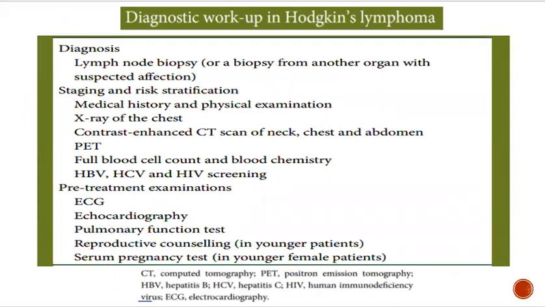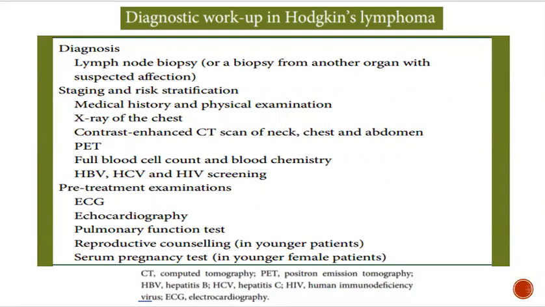The medical history, including the presence of B symptoms, that is fever, drenching night sweats, unexplained weight loss of more than 10% of total body weight over 6 months, and other disease-related symptoms such as fatigue, pruritus, and alcohol-induced pain, as well as the result of physical examination, should be recorded. Chest X-ray and contrast-enhanced computed tomography scan of the neck, chest, and abdomen are mandatory. In addition, baseline positron emission tomography should be carried out according to the recommendations for staging and response assessment in lymphoma, whenever the diagnostic tool is available.